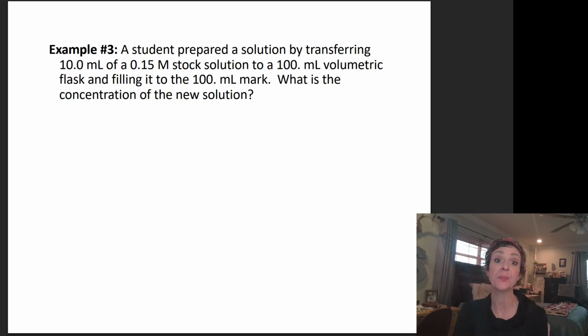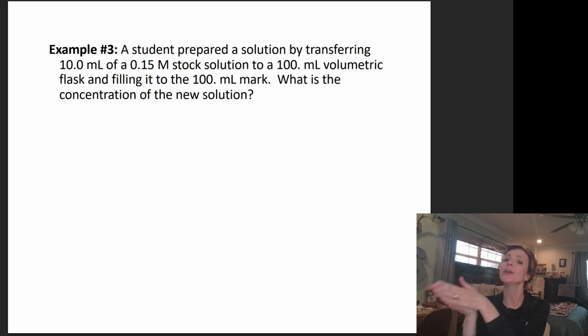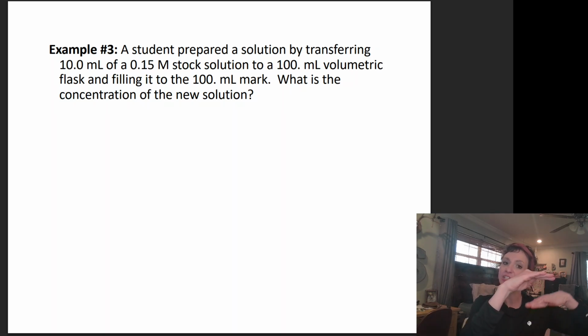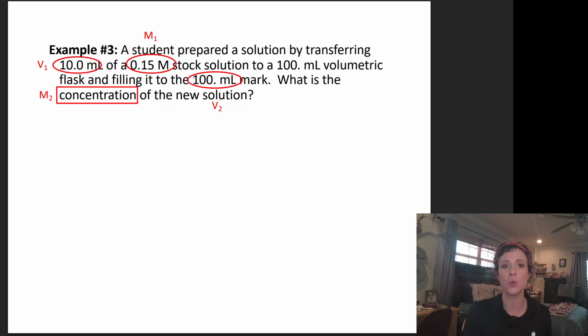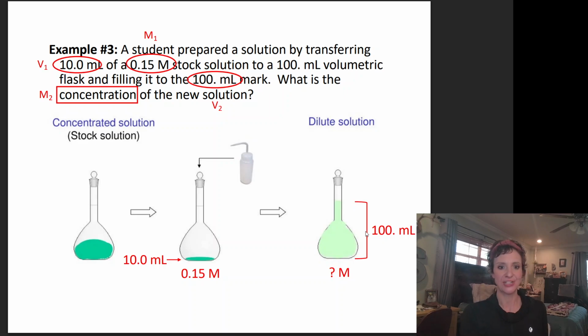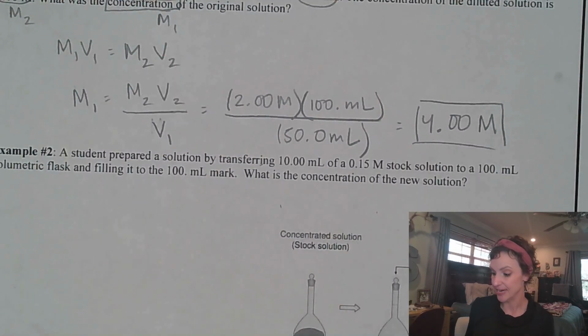It says a student prepared a solution by transferring 10 milliliters of a 0.15 molar stock solution, so that is the volume and the concentration of your original stock solution, to a 100 milliliter volumetric flask and filling it to the 100 milliliter mark. So that 100 milliliters is my second volume. What is the concentration of that new solution? Okay, so I took 10 milliliters of that 0.15 molar solution and filled it up to 100. As a result, what is the new concentration of my diluted solution?